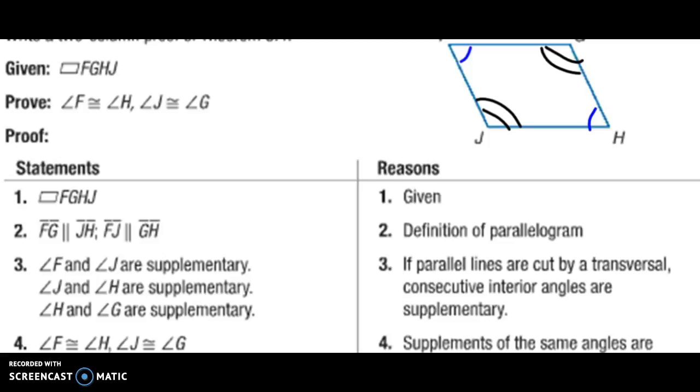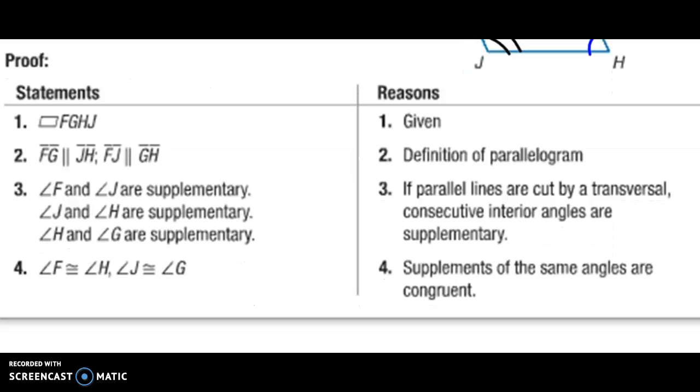So by definition of parallelogram, step 2 says that the lines are going to be parallel. Okay, parallelogram is made up of two parallel lines. F and J, J and H and G are all supplementary. So parallel lines cut by transversal obviously form supplementary angles. And so obviously F and H are congruent, and J and G are congruent, and that's by the transitive property that actually says supplements of the same angle are congruent. Same with transitive property as well.